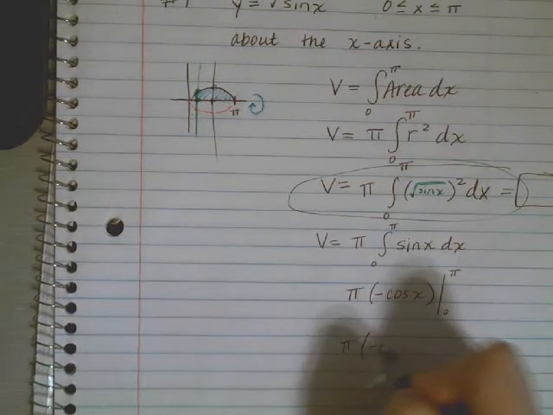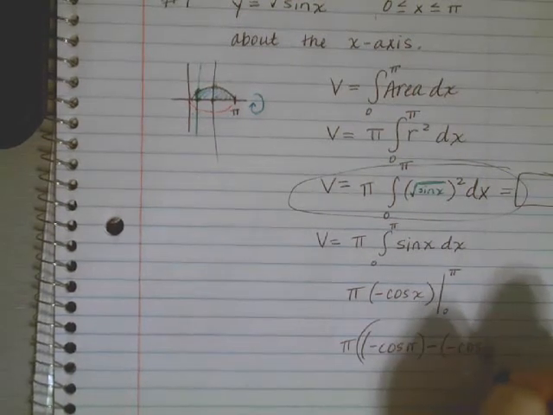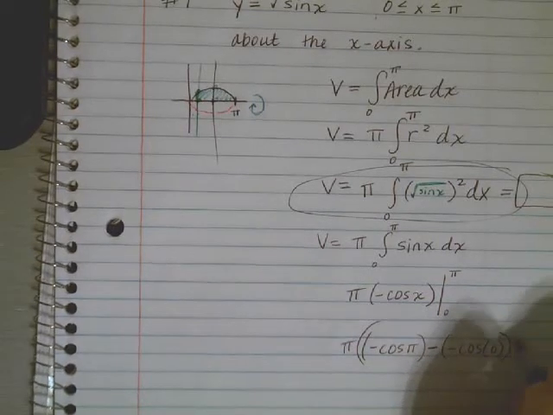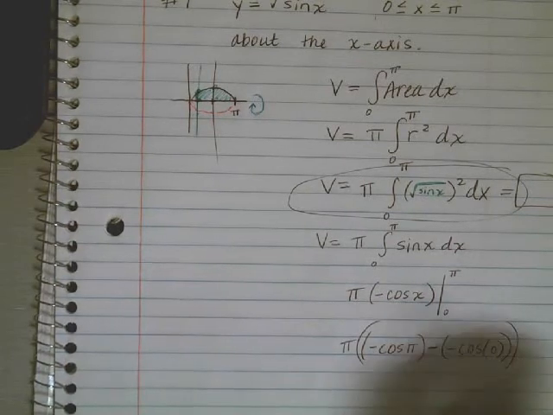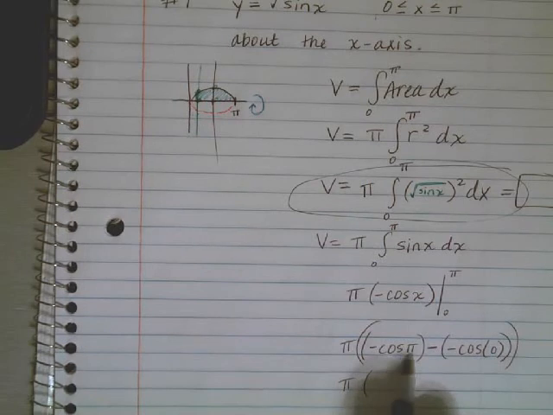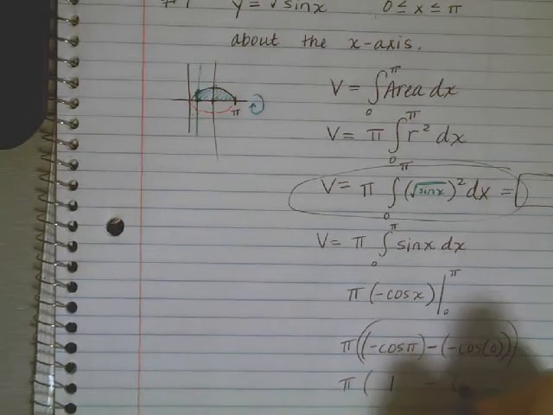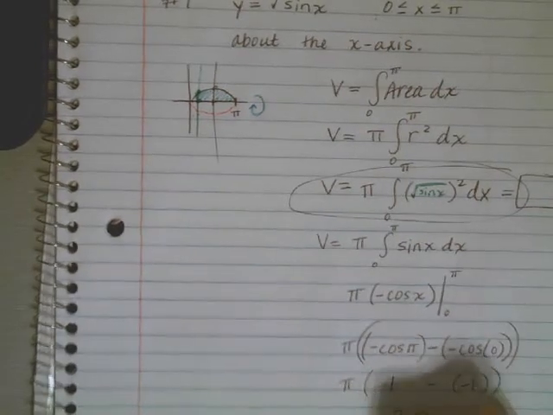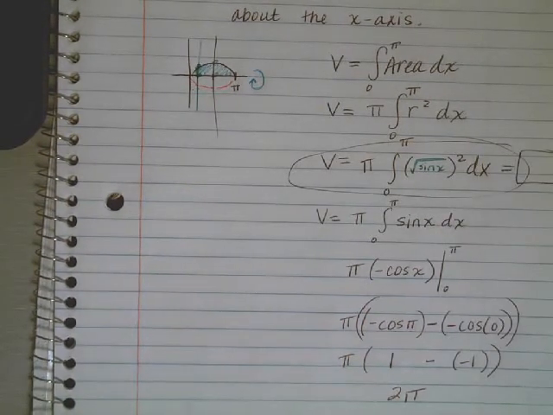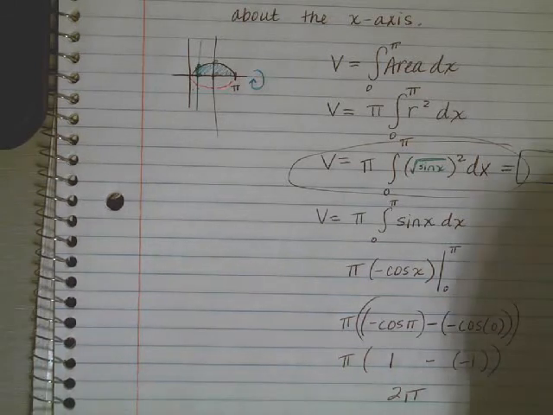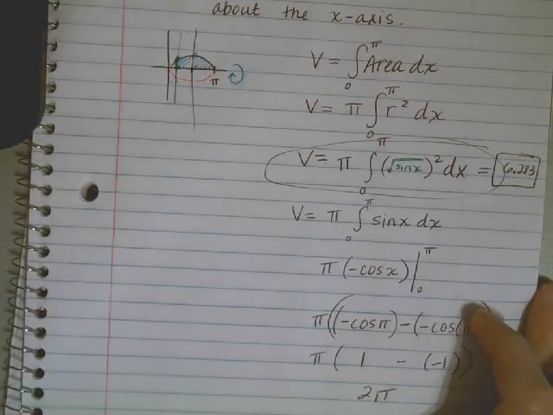So if I plug this in, this will be negative cosine of pi minus negative cosine of 0. So cosine of pi is negative 1, so that ends up being positive 1 there. This would be minus a negative 1. So you end up with 2 pi. 2 pi is your answer, so if you did a decimal, you would get 6.283. Because remember, we go out to 3 decimal places.